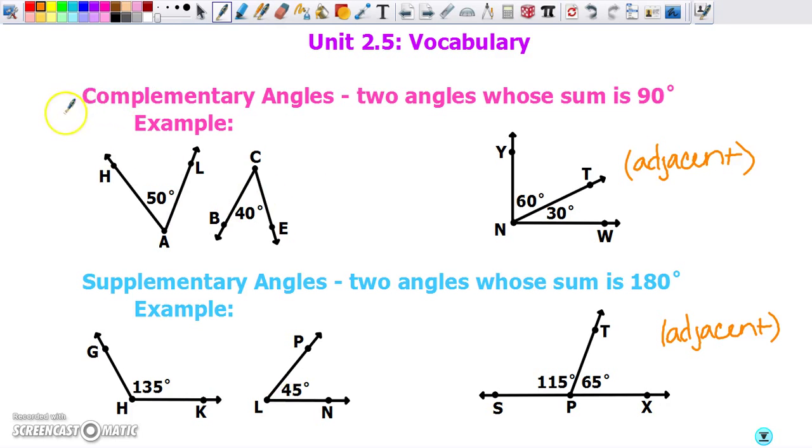Now, the way that I remember these is that complementary forms a corner, C and C.